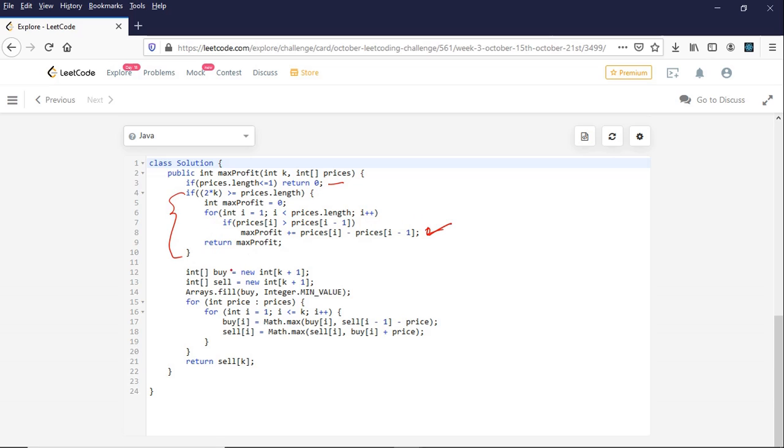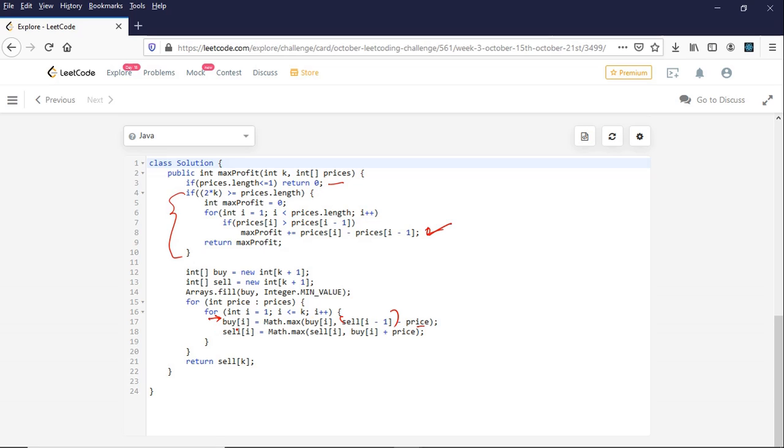Now once I have done with that, if twice the number of transactions is less than my prices length, in that case I need to check for the given prices, for each number of transactions. As I said earlier, for a given buy I can either skip the buy option, that means I keep the buy as is, or I can do the buy operation. If I am doing the buy operation, my previous profit, that is my previous selling point, minus my current price will be my new buy.